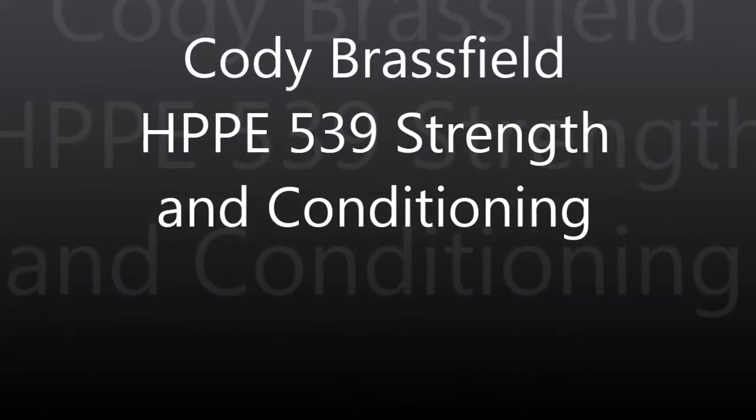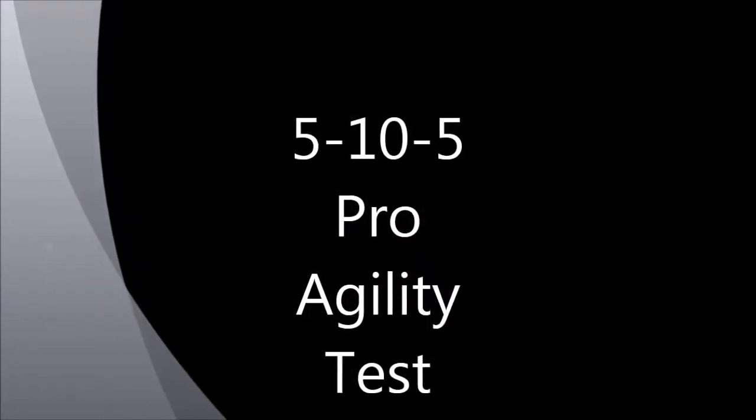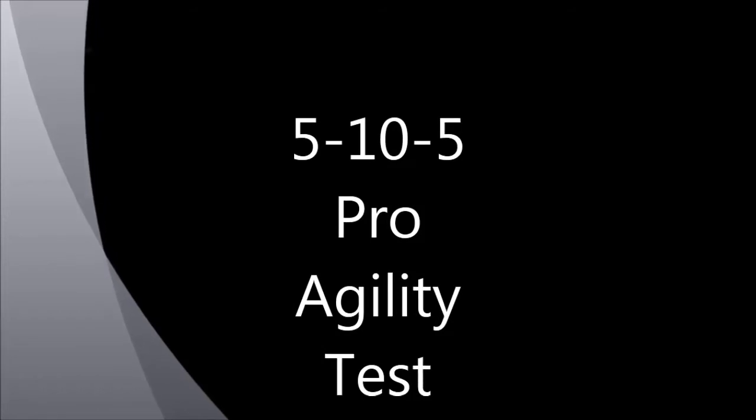The 5-10-5 Pro Agility is a common test for change in direction, acceleratory bursts of quickness, and explosive movement. This drill shows the comparability for straight line acceleratory bursts versus change in direction acceleratory bursts.